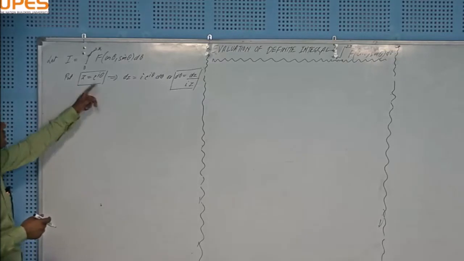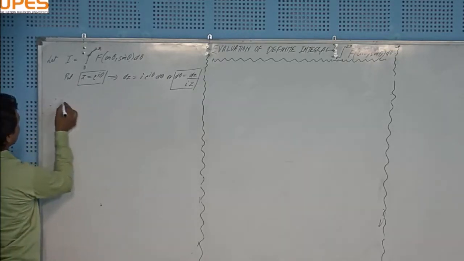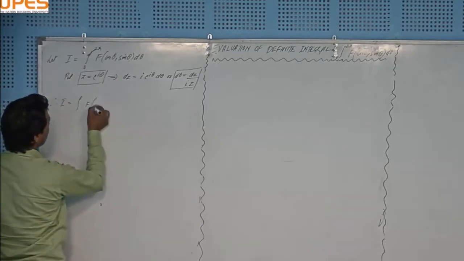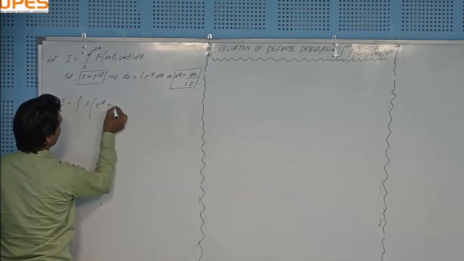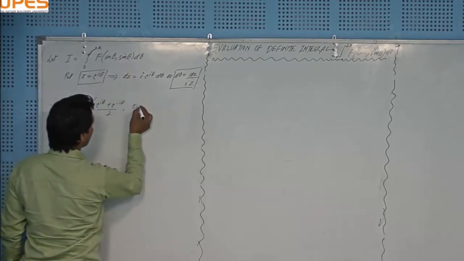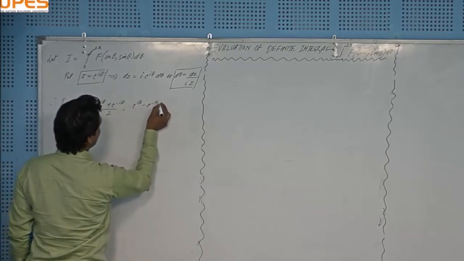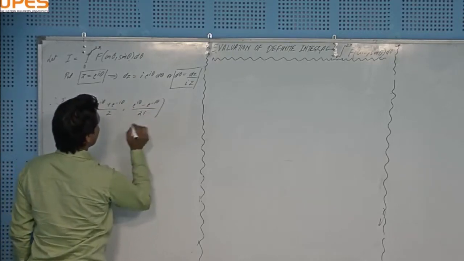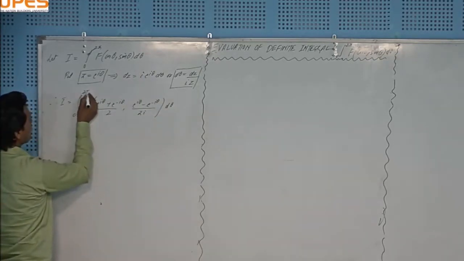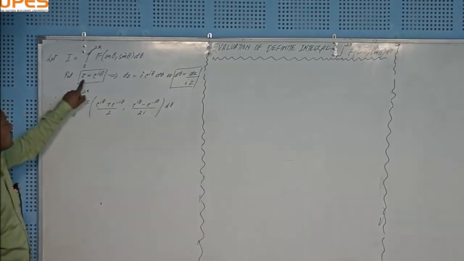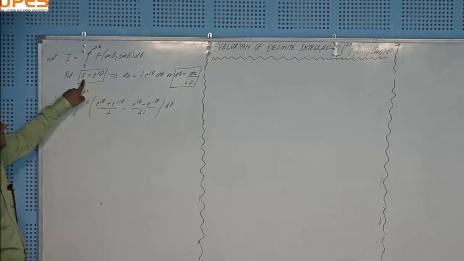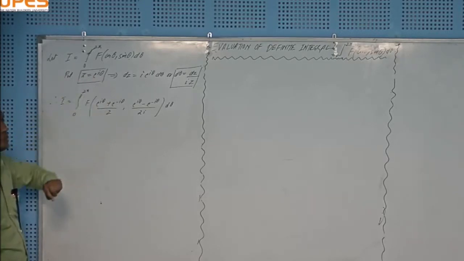So using this substitution, this integral will be converted. I is equal to the integral of f, and you know that the formula for cos θ is (e^(iθ) + e^(-iθ))/2, and sin θ can be written as (e^(iθ) - e^(-iθ))/2i, and this dθ is dθ, 0 to 2π. And when we use this substitution, z equal to e^(iθ), this is actually a circle, with θ varying from 0 to 2π.